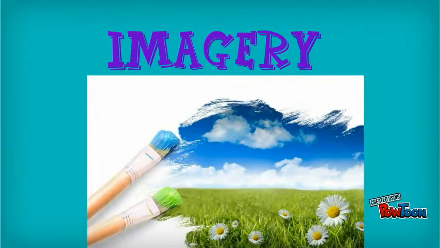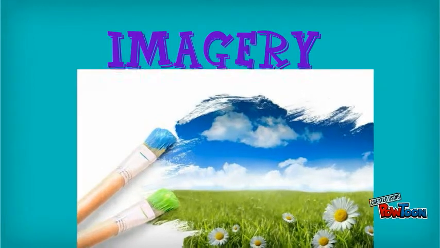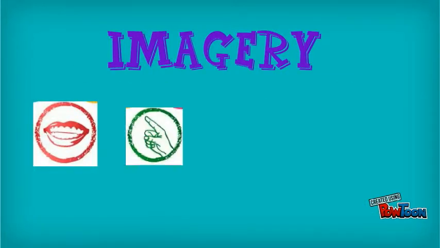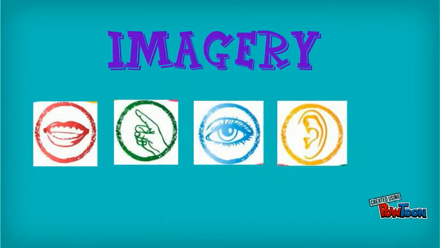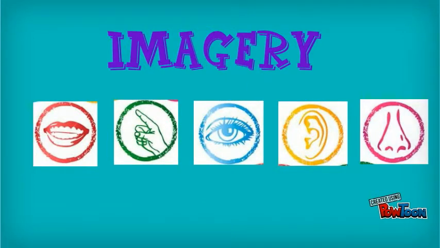The first type of figurative language is called imagery. Imagery is exactly what it sounds like, words that paint an image or a picture for us in our minds. Many times imagery makes us use our five senses: taste, touch, sight, sound, and smell. Here I'll give you an example.